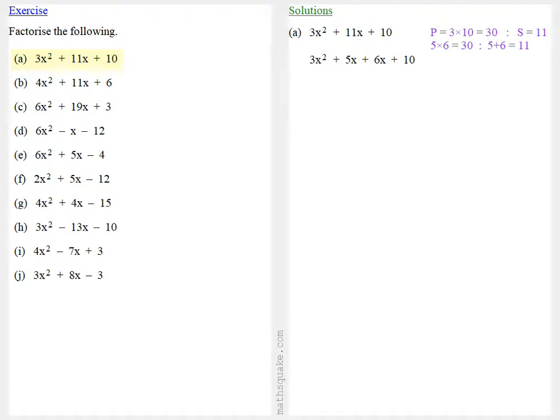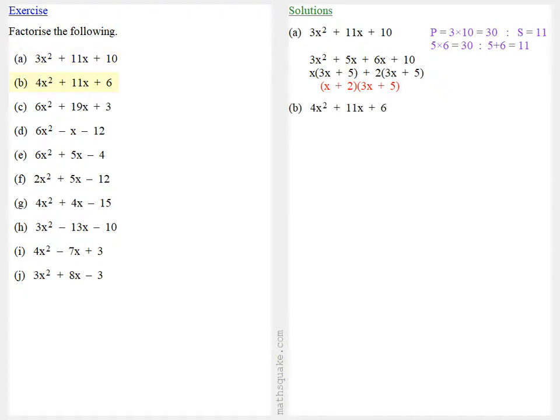Now that gives us 3x squared plus 5x plus 6x plus 10. We can factorise the first pair by taking out x. We have x into 3x plus 5. And we can take 2 out of the second pair, and that gives us plus 2 into 3x plus 5. Now 3x plus 5 is common. We have x times it plus 2 times it, so it's x plus 2 times 3x plus 5.